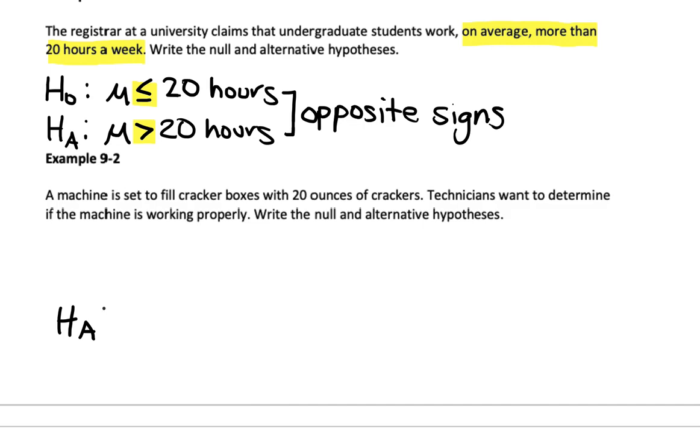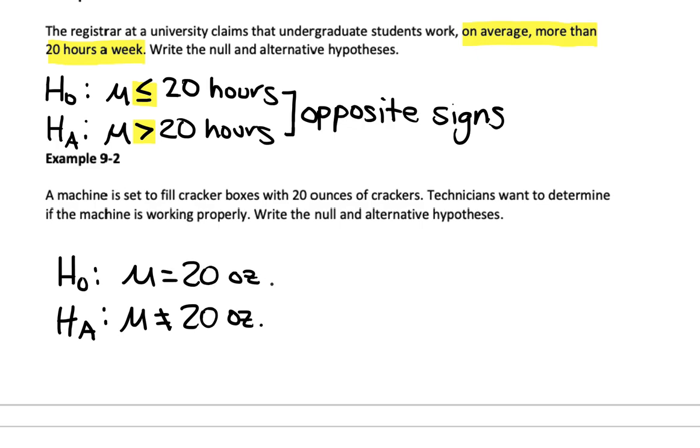So for my alternative hypothesis, I'm going to go with the not equal to symbol, that mu is not equal to 20 ounces. And then my null hypothesis is going to be the opposite of that, which is that mu is equal to 20 ounces. So my question is, is the machine working properly? Or is the machine not actually putting 20 ounces in each cracker box? My null hypothesis is that it is working properly, everything is fine, and nothing needs to be changed.